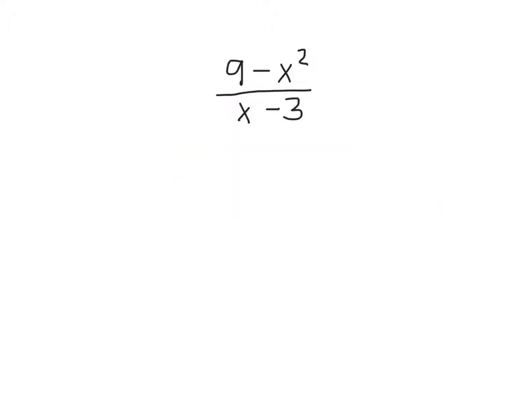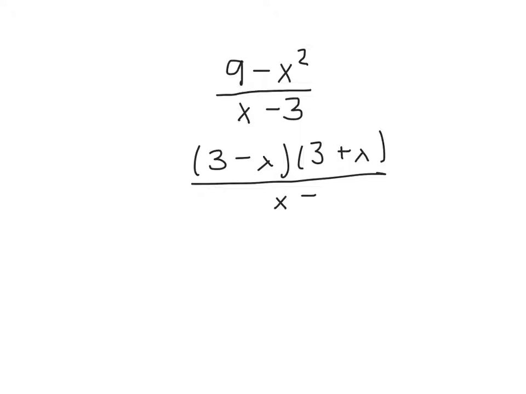Now I've changed the problem just a little bit. The numerator will still be factored as 3 minus x times 3 plus x, and the denominator is x minus 3. The critical thing to recognize here is that the expressions 3 minus x and x minus 3 are not the same value. They're related, but they're not the same value.